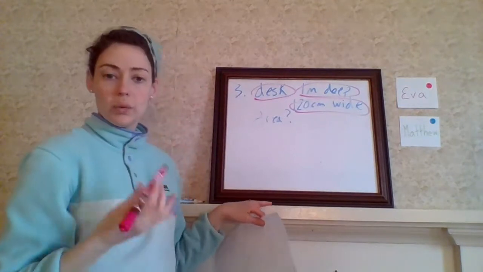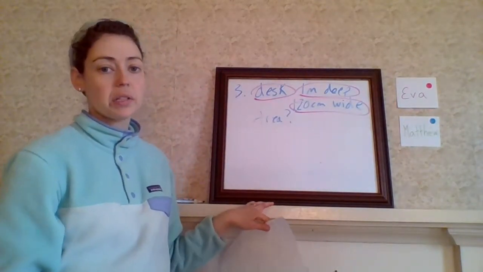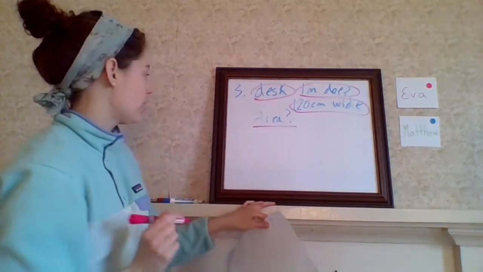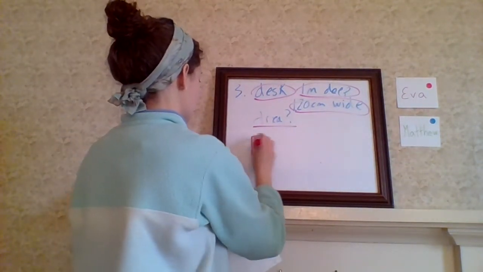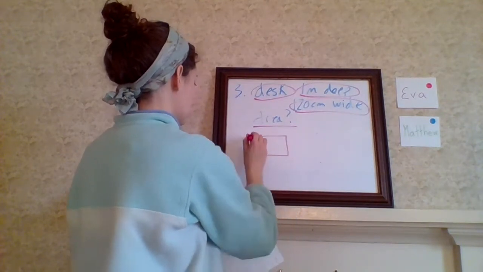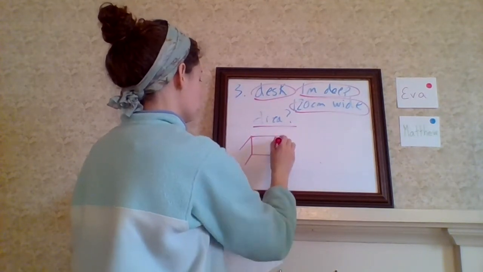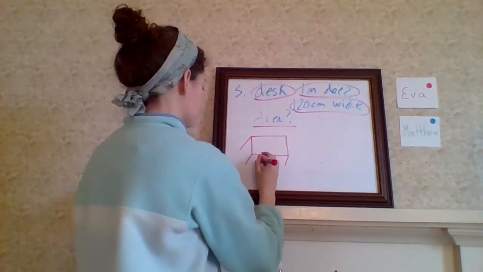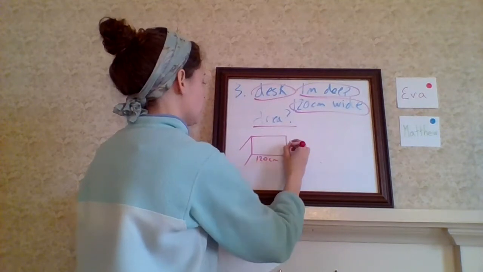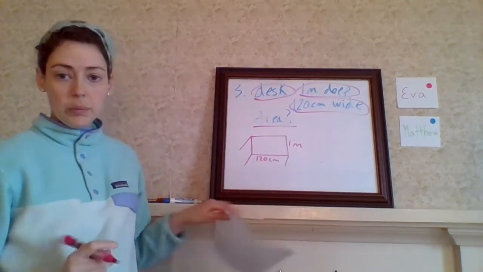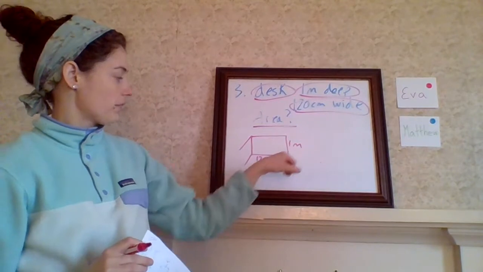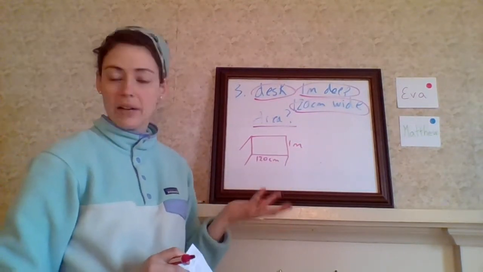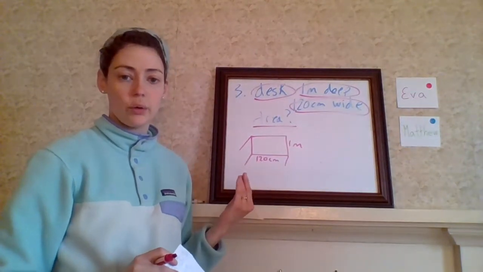And then number 2, what do we not know, or what are we looking to find out? We want to know what is the area. So now let's draw a sketch. Okay, so we have our lovely desk here with our legs. It is 120 centimeters wide and 1 meter deep. Now, do you see a problem here? We are using 2 different types of units. We have to have the same kind of units, or that's not going to mean anything.